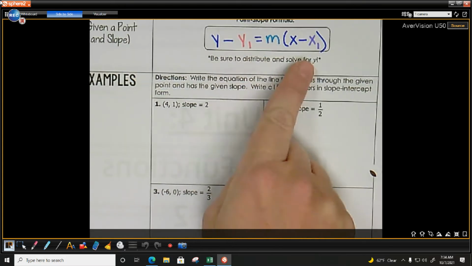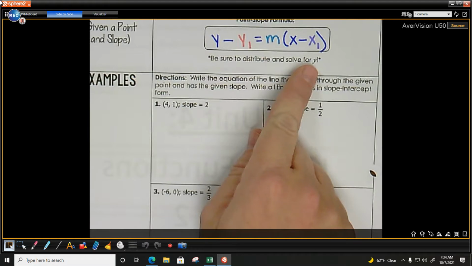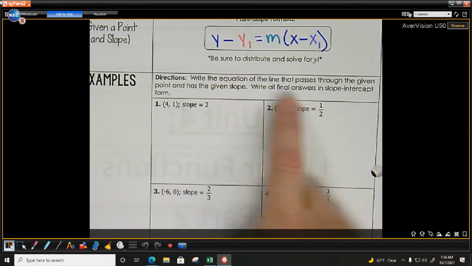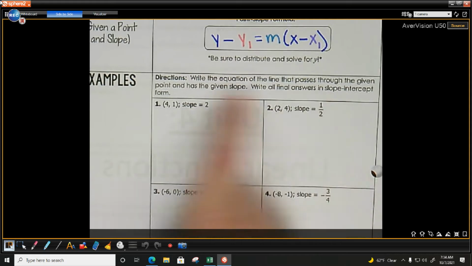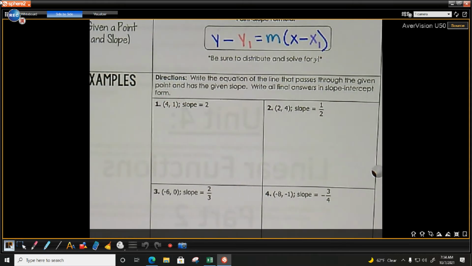Now this looks ugly, right? We're never going to leave our answer in point slope form. If you read the directions, it says write all final answers in slope intercept form. So we use point slope form to get our equation, but then we solve it for y to get it in slope intercept form. You always want your answers in slope intercept form, okay? But we can't go straight to slope intercept form if I don't know the y-intercept.